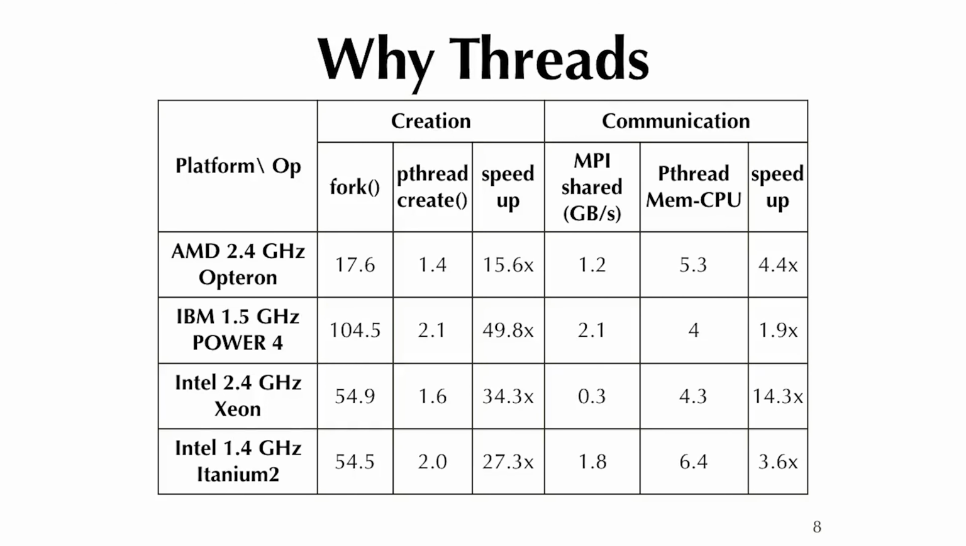So here's an additional comparison: AMD 2.4 gigahertz Opteron, IBM 1.5 gigahertz Power 4 architecture, Intel Xeon 2.4 gigahertz, or Itanium 2, right? You can see the speedup varies. Fork is 17 times to 104 times more, while pthread create is 1.4 to 2. So it could be a 30, 50 times difference. Right? So it's pretty dramatic. And the communication can also be different. Maybe not as much, but still pretty significant. Okay? So, good reasons for using threads.